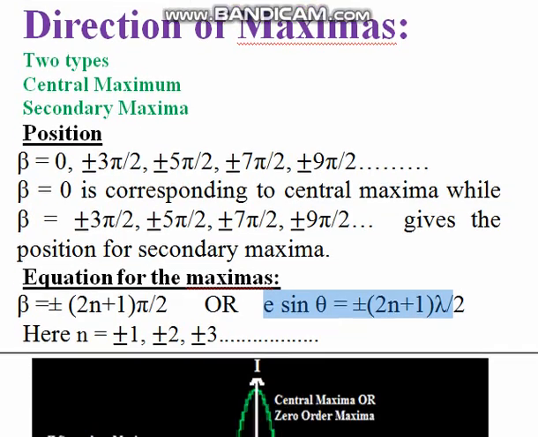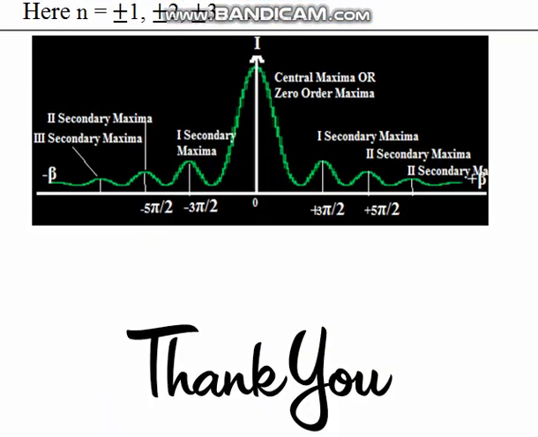By the help of this equation we can obtain the positions of the secondary maxima of different orders on the screen. So this is the complete figure, beta versus intensity. This is the central maxima or zero order maxima. Here this is the first secondary maxima, this is the second secondary maxima, and this is the third.